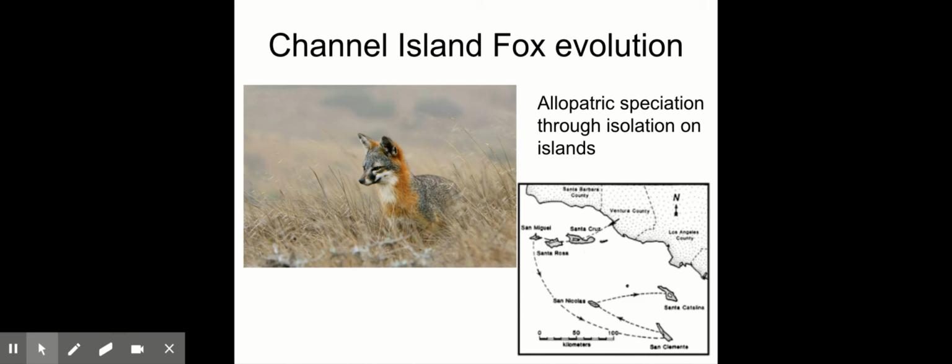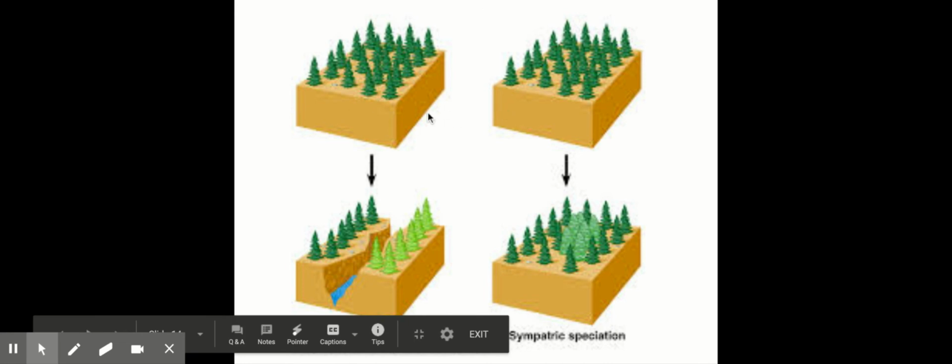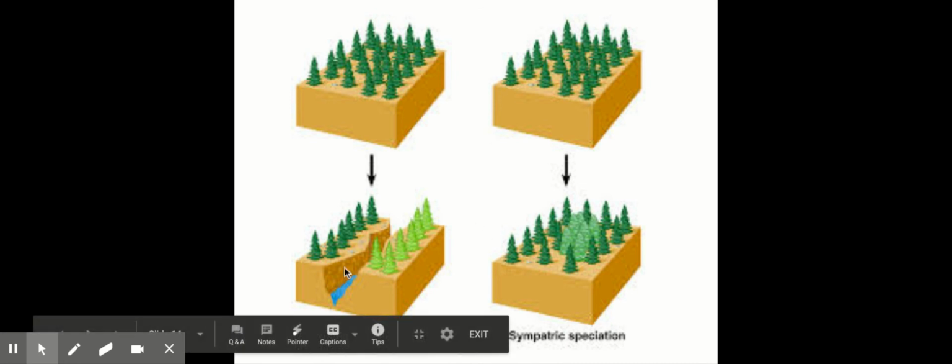Allopatric speciation often happens on islands. It doesn't have to happen on an island or in isolated pools of water. This graph kind of shows you the difference between allopatric and sympatric speciation, which we haven't talked about yet. But you can see here with this allopatric speciation example, you have this population of trees, and a river cuts a canyon. And now we have this canyon cut, and the climate or other conditions might be different on these different sides of the canyon.